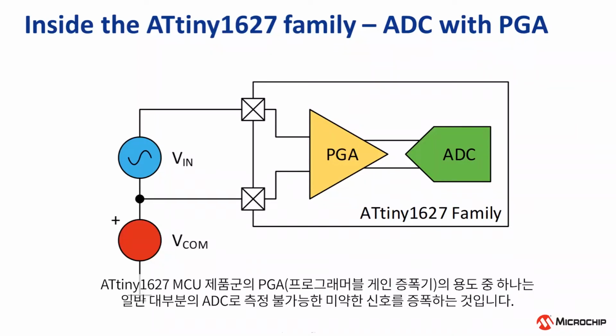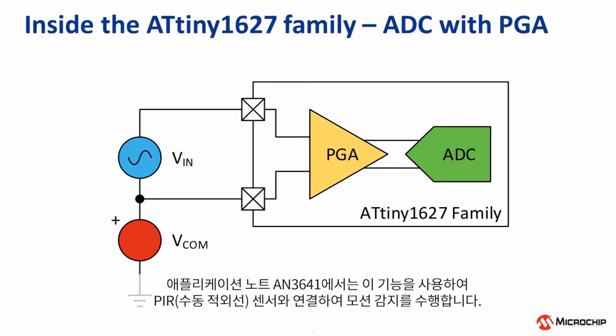One of the uses for the Programmable Gain Amplifier, or PGA for short, in the ATtiny1627 family of microcontrollers is to interface with sensors and signals that are ordinarily too small for most ADCs to measure. Application Note 3641 uses this feature to interface with a passive infrared sensor, or PIR, to detect motion.